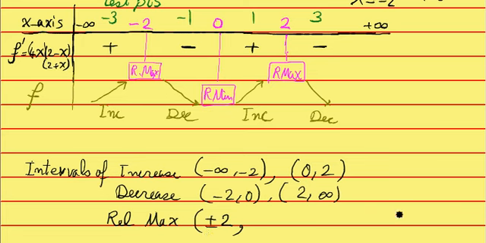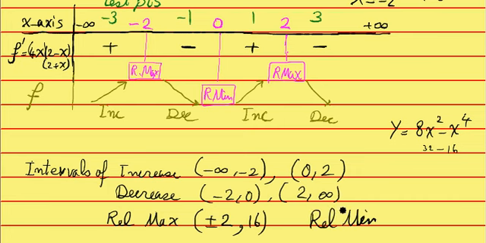And one more time, we need to have the equation, original equation was 8x squared minus x to the power of 4. So to find the height, I plug my number here. I'll have 8 times 4, that's going to be 32 minus 16, and that makes a 16 for me. Relative min is here at 0. I plug 0 here, I get 0, 0.